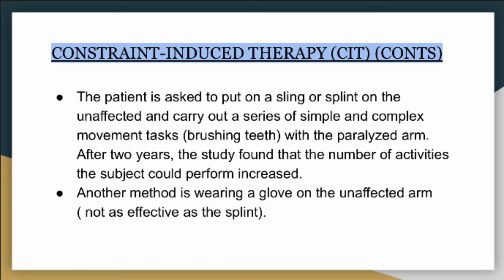Another method is wearing a glove on the unaffected arm while the client uses the affected arm to carry out simple and complex activities. But this was not as effective as the splint, as the patients are more likely to use the unaffected arm due to lack of proper restraint.